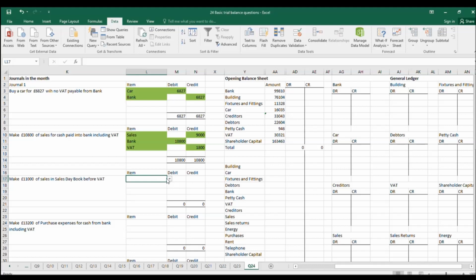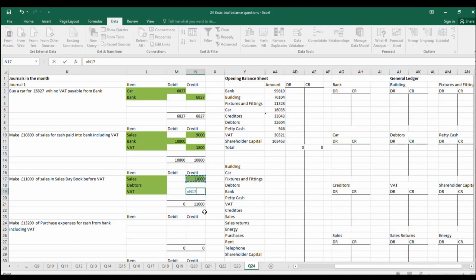Right, so we made £11,000 worth of sales in the sales day book. So in the sales day book, which means they haven't paid it, it's not into the bank, it's a debtor, before VAT. Alright, and we've used before VAT here. So our sales before VAT, the amount that we're going to have to pay over to the shareholders eventually, £11,000.